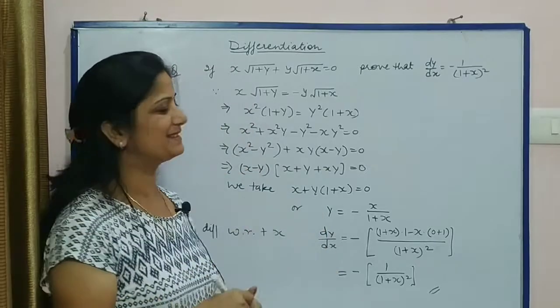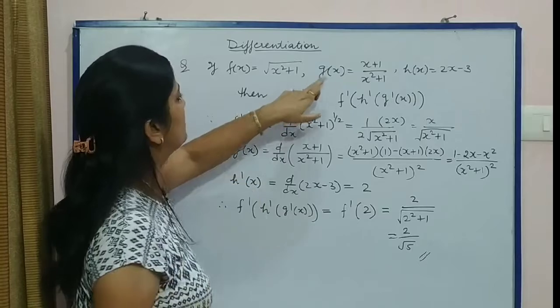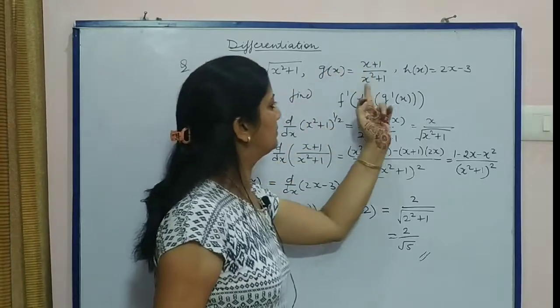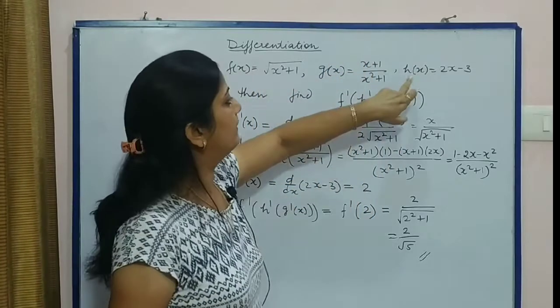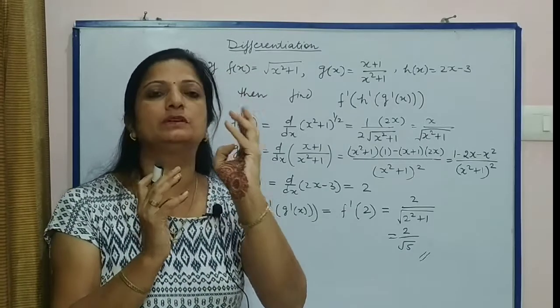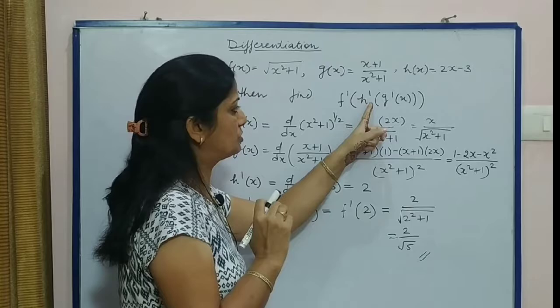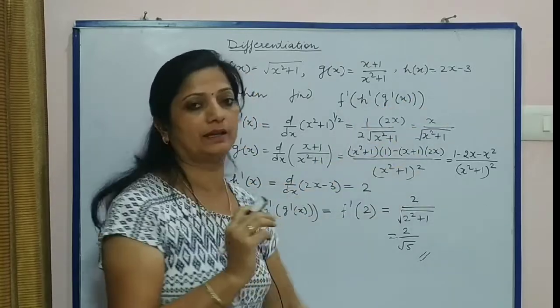Okay. Now the next one: f(x) = √(x²+1), g(x) = (x+1)/(x²+1), and h(x) = 2x-3. There are three functions f, g and h. We have to find f'(h'(g'(x))).